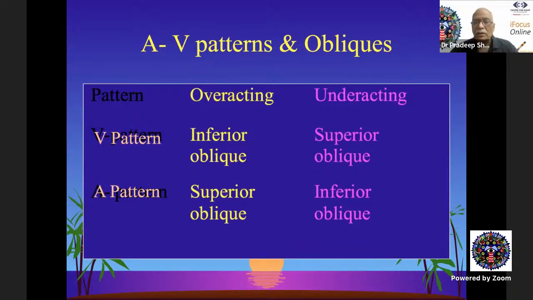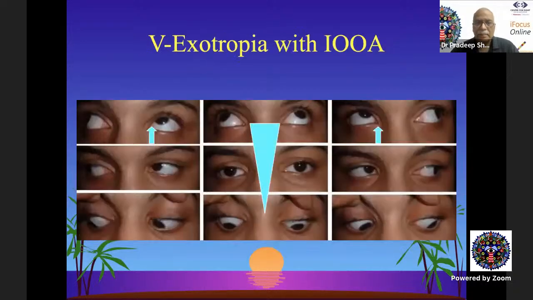Obviously, there would be a corroborating underaction of these other oblique muscles. Now here you get the example of the V exotropia. What you see here on the side gazes, on adduction, there is a hypertropia of each eye and it becomes maximum on the tertiary position. That means looking up on the left and looking up on the right.